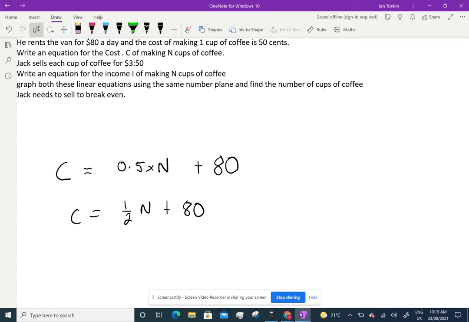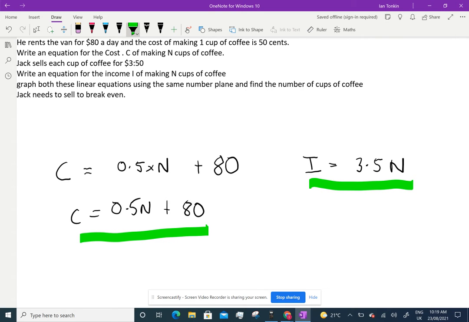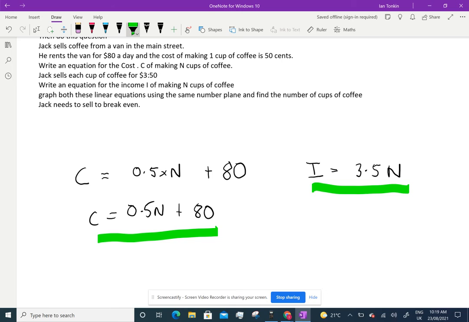Now, he sells the cups of coffee for $3.50. So the income equals 3.5. I think I will keep it as a decimal. It's all going to be decimals. 3.5 times the number of cups of coffee, N. So that's how much it costs, and this is how much income. Beautiful. So graph both the linear equations and find the number of cups of coffee Jack needs to break even.